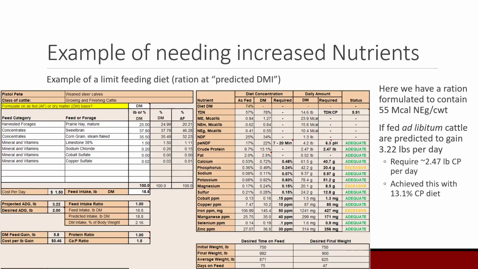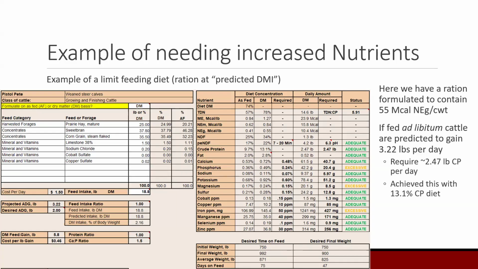Now this animal is predicted to eat 18.8. So if we fed ad libitum this higher NEG diet, our projected average daily gain is 3.22. So if we just turn them loose on this higher NEG diet, we're going to far outpace our desired targeted rate of gain in this backgrounding system.